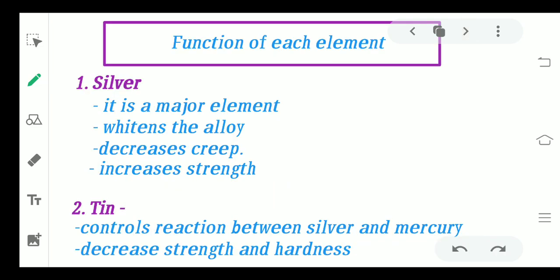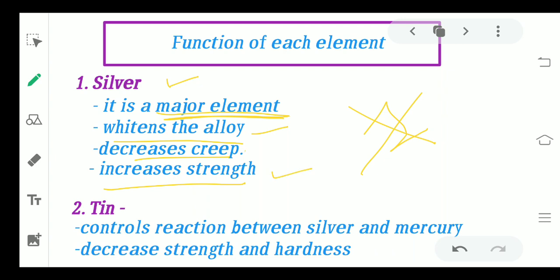Now moving to functions of each element, as I told you, it is not just one element but a mixture of various elements. So coming to the first element, that is silver. Remember, if silver is not there, amalgam is not there. This is the major element which we have. It usually whitens the alloy, decreases creep and increases strength. I know you very easily know what whitening the alloy means and what increasing strength means.